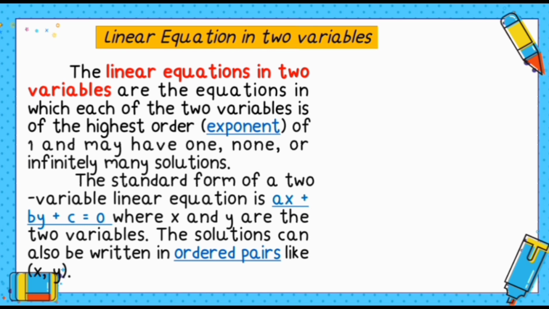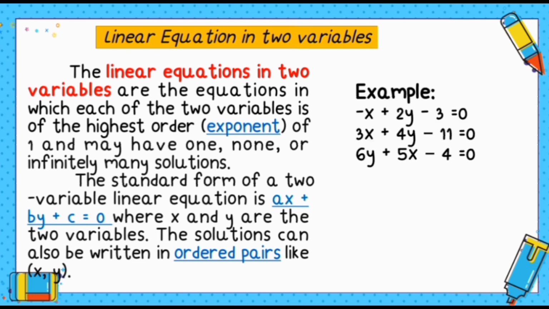In mathematics, a linear equation in two variables is the combination of two variables and a constant value present in them. When solving the linear equation, we will get the values of the variables, which are x and y. For example, negative x plus 2y minus 3 is equal to 0. 3x plus 4y minus 11 is equal to 0. 6y plus 5x minus 4 is equal to 0.